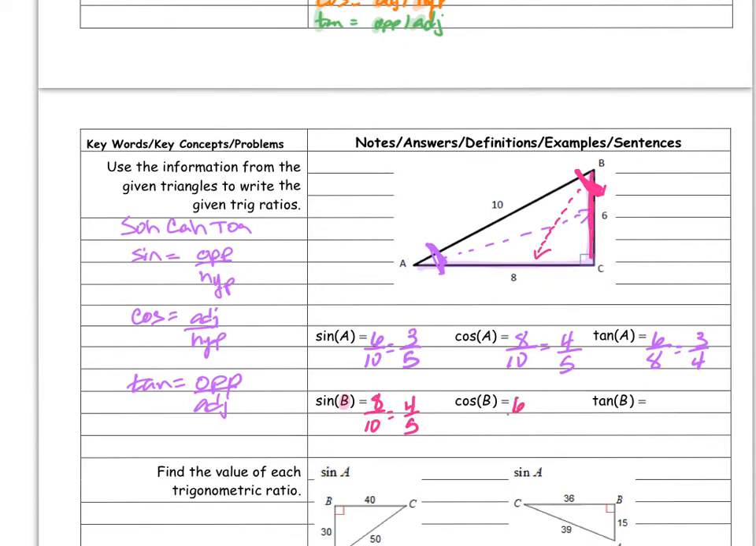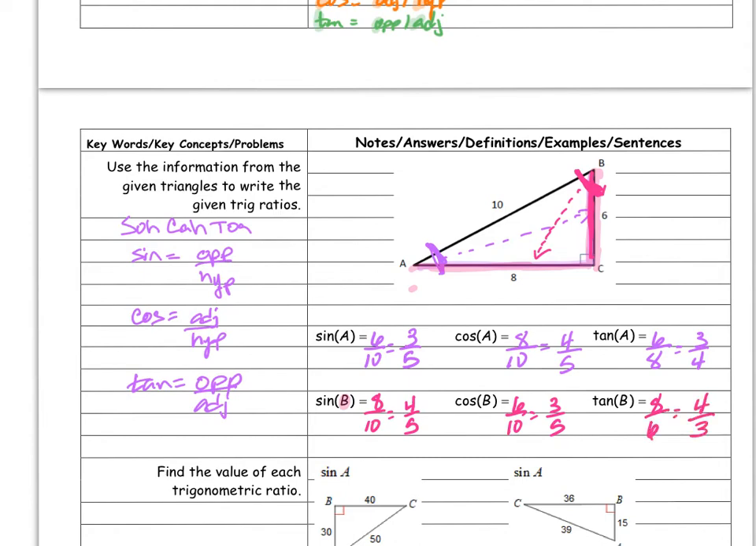So 6 over 10, which equals 3/5. And then tangent, look, I've already got them highlighted, but I'm going to do it again for you. So it's highlighted is opposite, opposite over adjacent. So we know what it is again. So opposite is 8 over 6, which is 4 over 3.